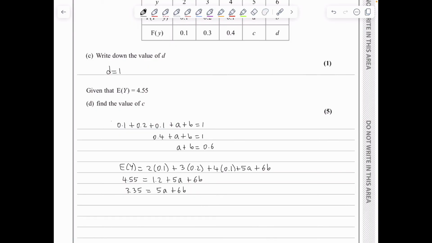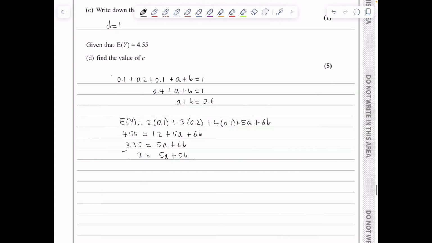I will take the equation we obtained before, that A plus B is 0.6, and multiply everything by 5 to get that 3 is equal to 5A plus 5B, and therefore I can deduct one from the other. We are essentially solving simultaneous equations here. So we get that 0.35 is equal to B, and I can proceed in finding A. So I will be substituting into A plus B is 0.6, and I get that A plus 0.35 is equal to 0.6, and therefore A is 0.25.